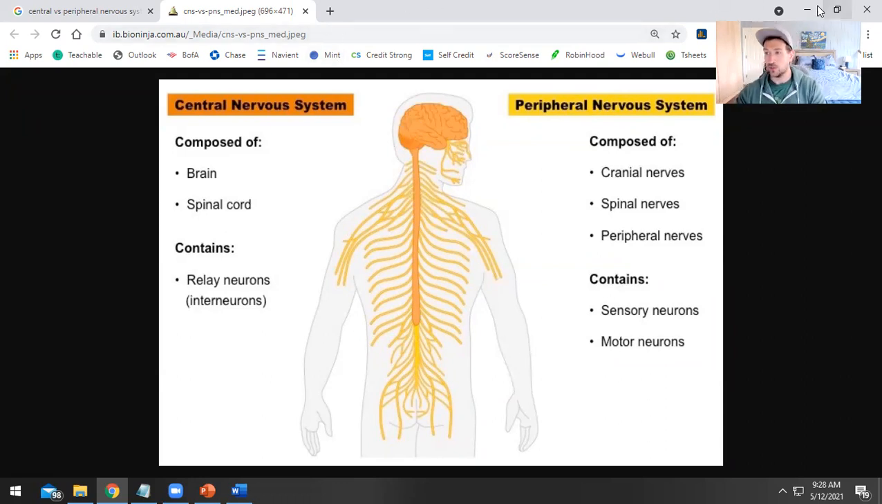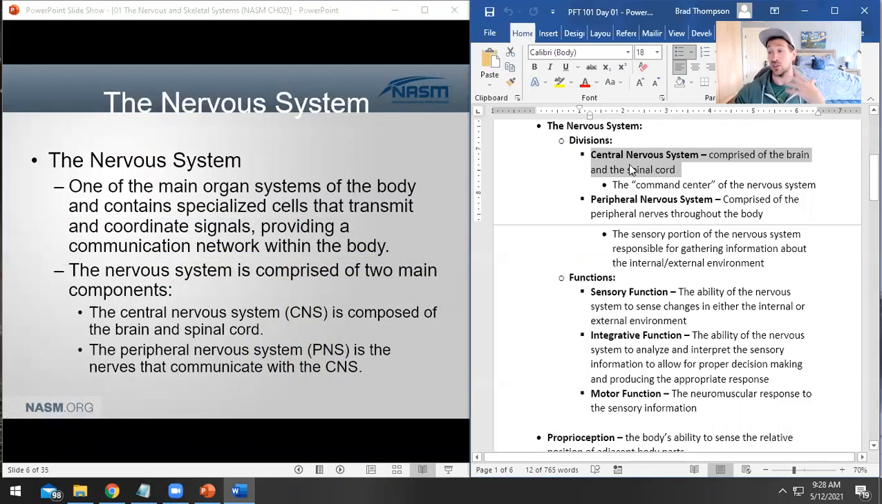So that's your central and your peripheral system. The central system makes the decisions. The peripheral system carries out those decisions.